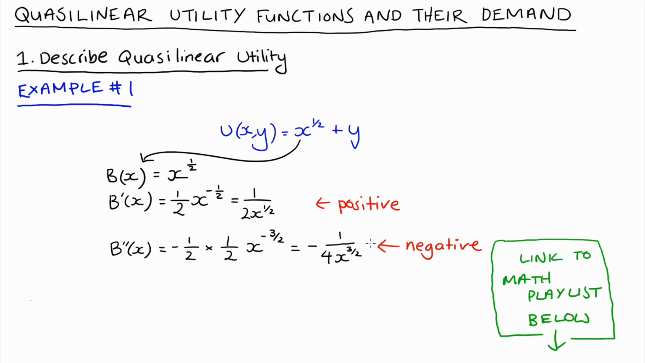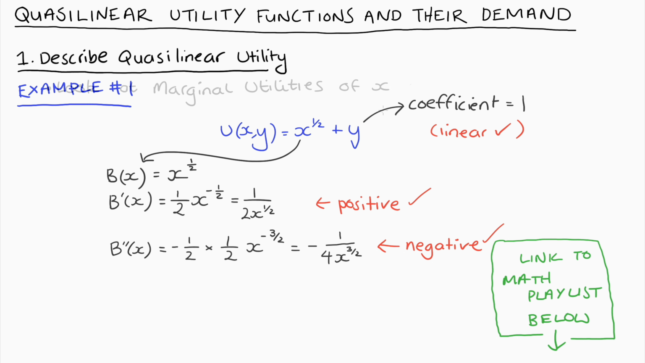Now I should say I do have a playlist which goes through different math skills, so you can check there if you're having any issues with this stuff. Y here also enters in a linear fashion. Its coefficient is 1, so it's not doing anything nonlinear. Another tick, this example meets our requirements of quasi-linearity.